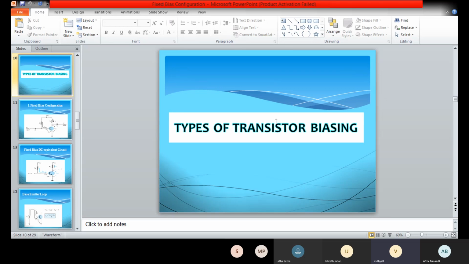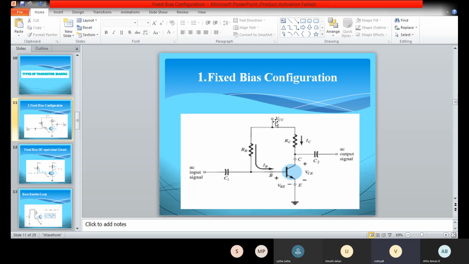Today we shall discuss that. The next topic is types of transistor biasing. In types of transistor biasing, the first one is the fixed bias configuration. In fixed bias, we have base, emitter, collector. You can observe the diagram. For the base, resistance RB is connected, and for the collector RC is connected, and finally VCC is connected for both base and collector. Next, the AC input signal and AC output signal.